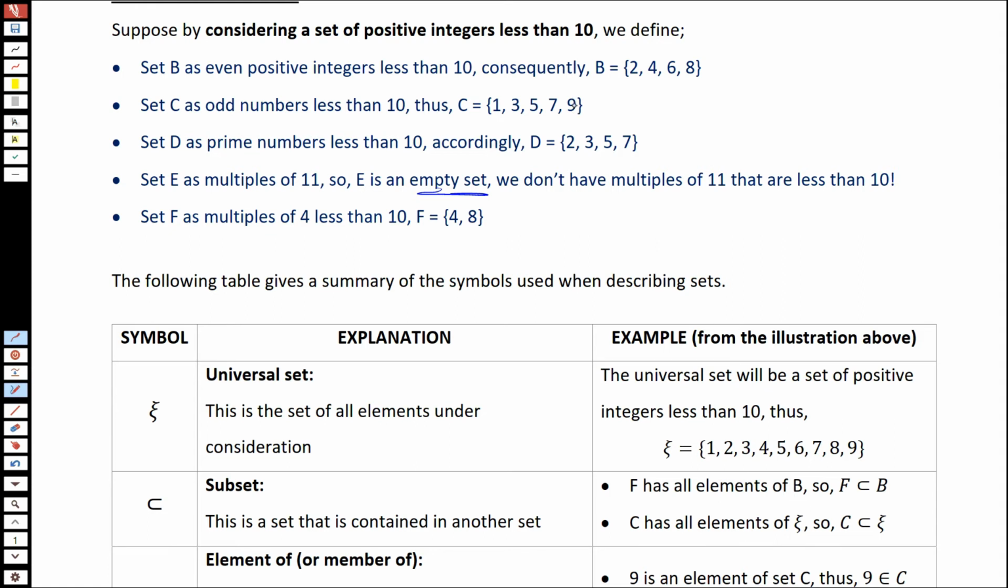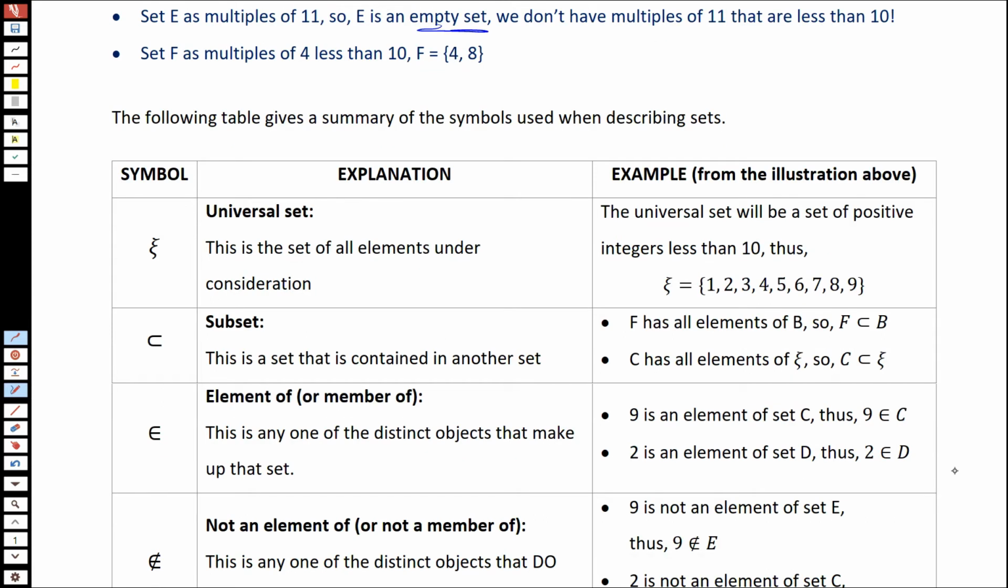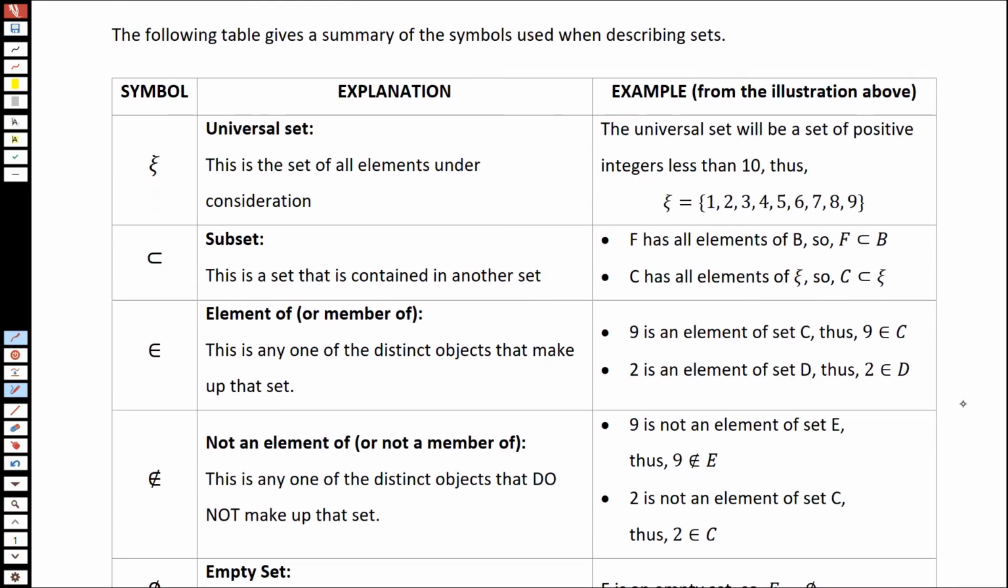Obviously, you can see 9 is an element of set C. So we write it like that. 9 is an element of set C. And here 2 is also an element of set D, as you can see here. So 2 is a member of set D. The other notation is "not an element of", so that's just the opposite of what I've just said.